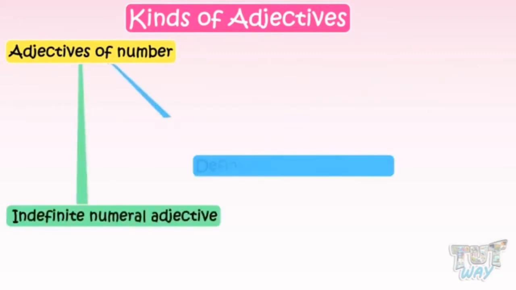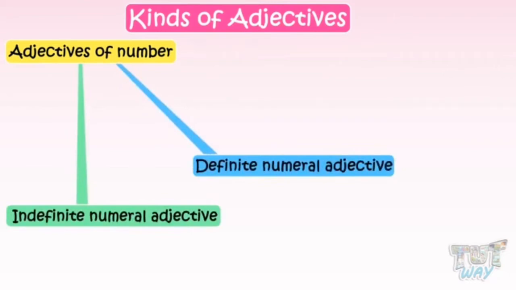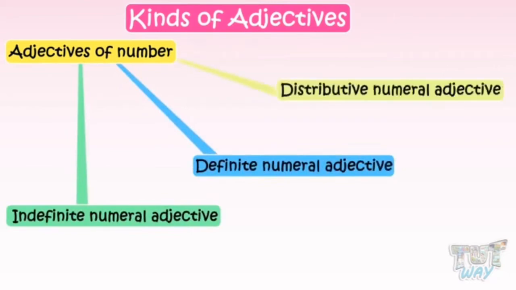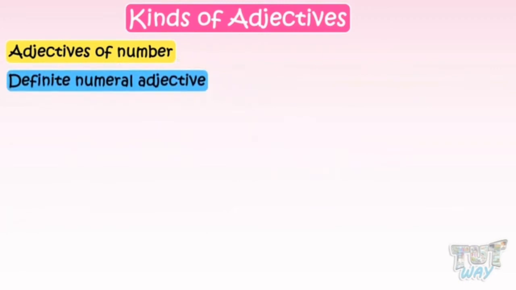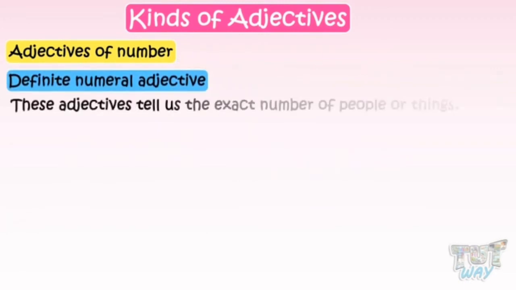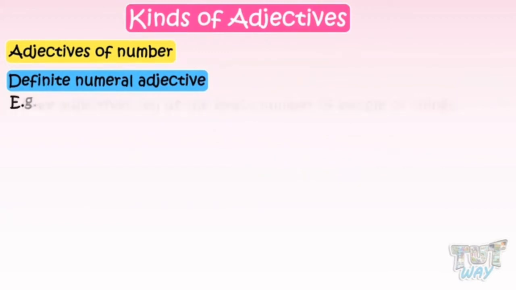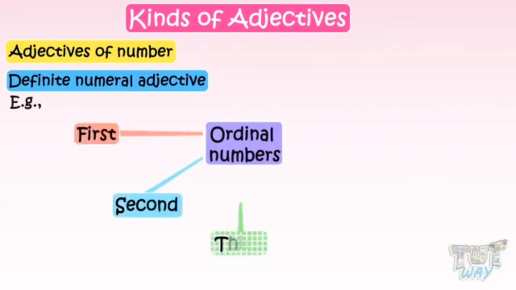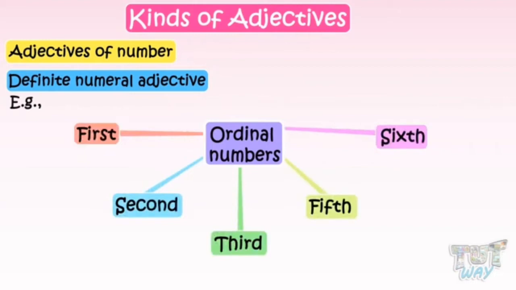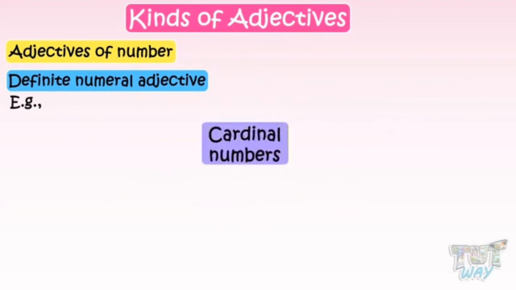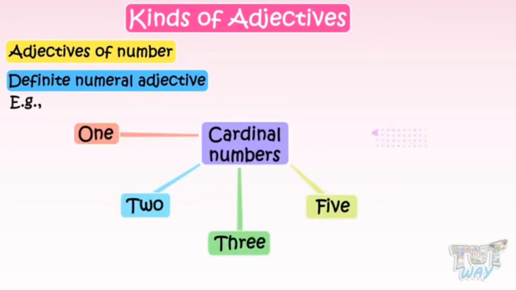There are three examples of this adjective: the indefinite numeral adjective, the definite numeral adjective, and the distributive numeral adjective. Okay, so we begin with the definite numeral adjective, which of course is those adjectives that tell us the exact number of people or things. For example, we have them in the ordinal numbers like first, second, third, fifth, sixth, and so on. Then we also have them in cardinal numbers like 1, 2, 3, 5, 10, and so on.